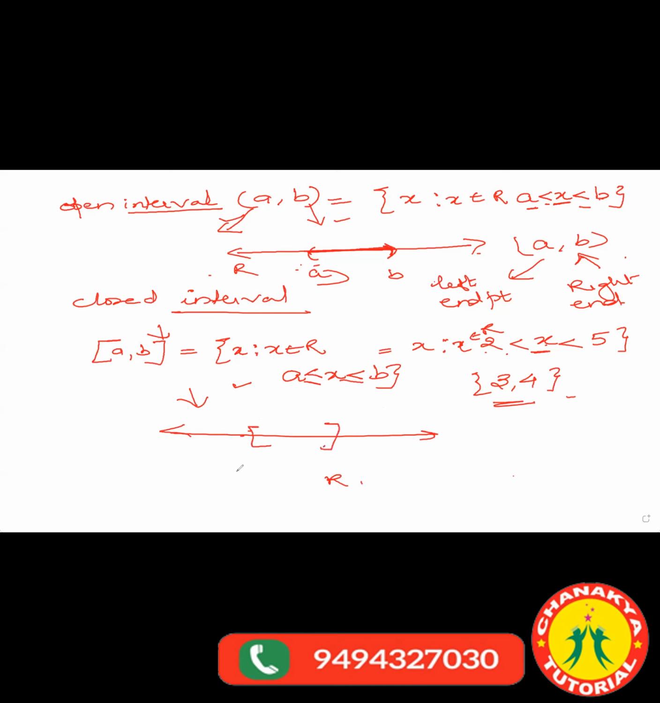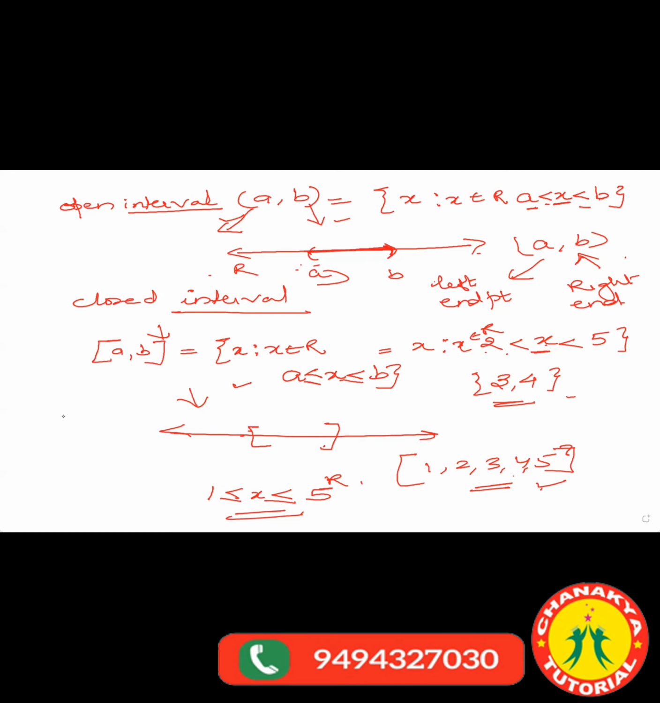So suppose I have written here that X is greater than or equal to 1 and less than or equal to 5. So all the values 1, 2, 3, 4, 5 will come in a closed interval. Clear, beta? Yes, ma'am. Understood? Is there any doubt, beta? No doubt. May I proceed to the next? Yes, ma'am. Okay.